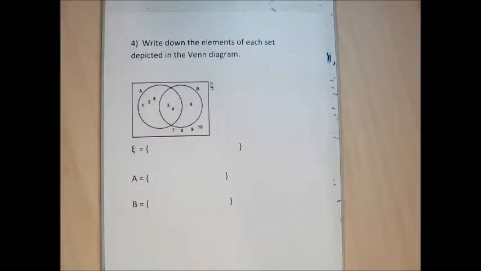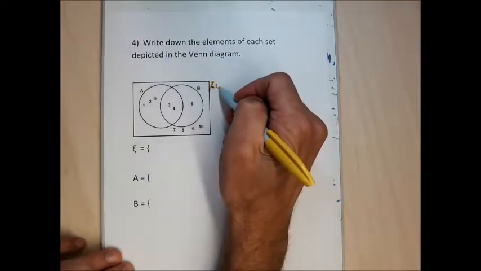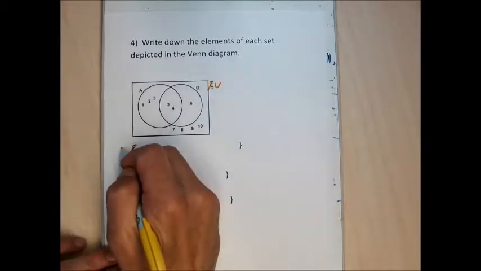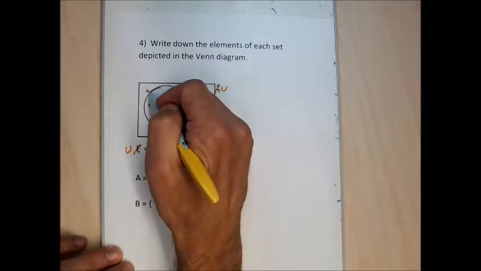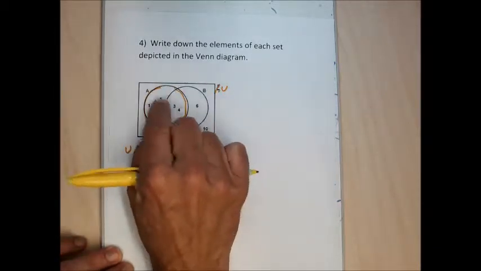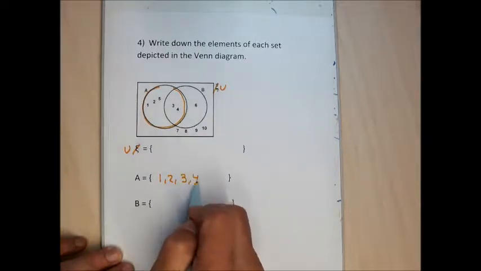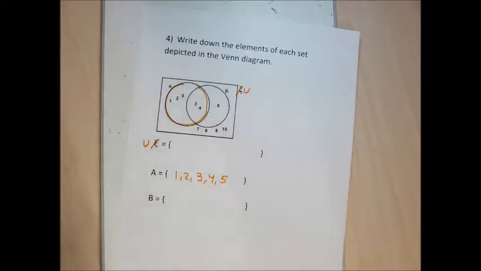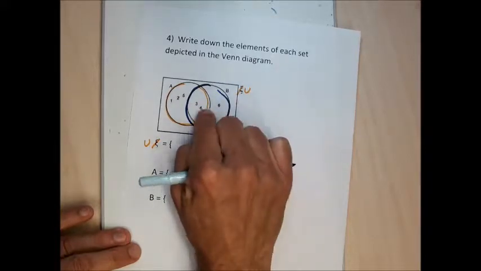In problem 4, I copy and paste these things from the internet, and I couldn't find universal sets with the letter U for whatever reason. Let me change that to a U. Let me write down what set A is. Set A is any of the numbers in the set A. Looks like 1, 2, 3, 4, and 5. So set A is going to contain the numbers 1 through 5. Set B would be any number inside the B circle, and they're the numbers 3, 4, and 6.